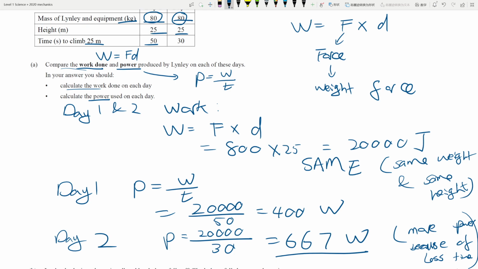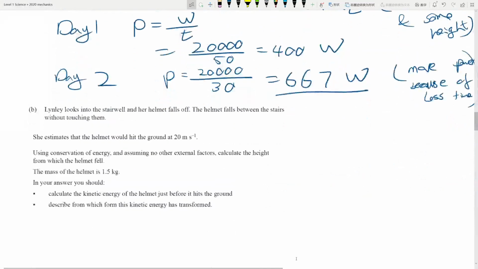The stronger person should be able to do press-ups quicker, hence they're more powerful, because that person did the same amount of work in less time. That means that person is more powerful. Same in this scenario: the same person climbing the same height, but the only difference is the amount of time it takes her. Obviously, the less time it requires, the more power you put into this work to get it done quicker. Okay, so that's this part.